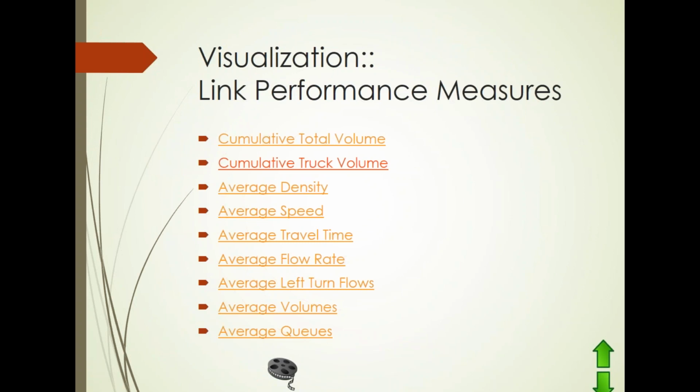Volumes, density, travel time, flow rates, left-hand flow, and average volume and queue length. These are all the typical statistics that can be displayed. Let's take a look at the average density.